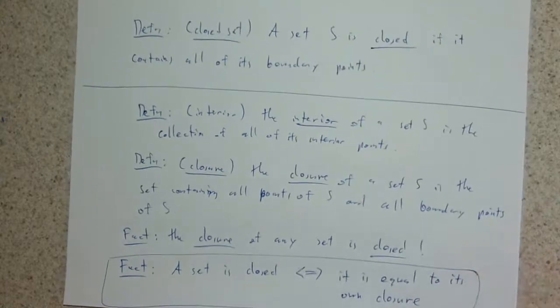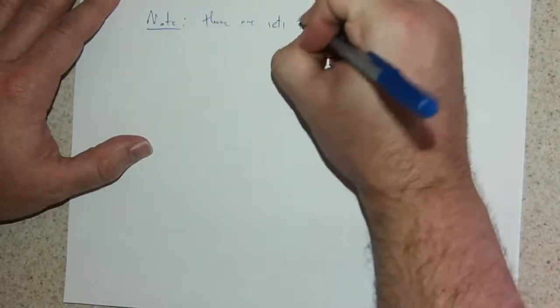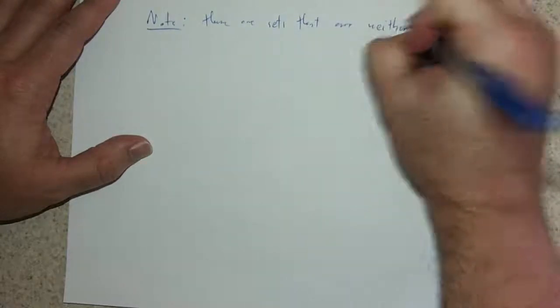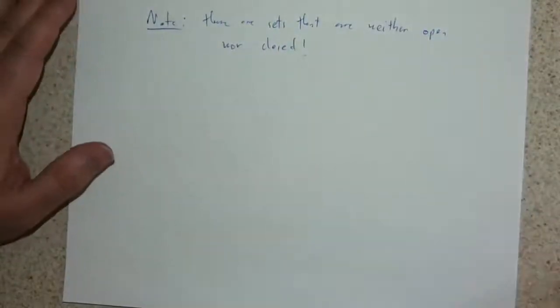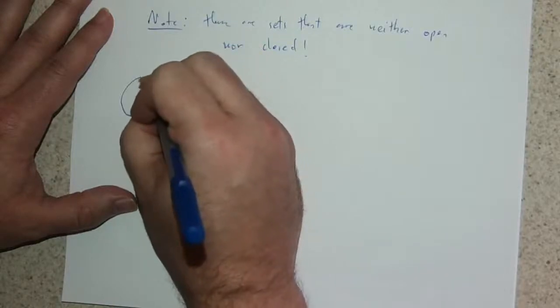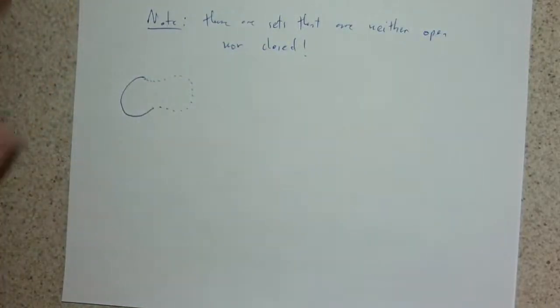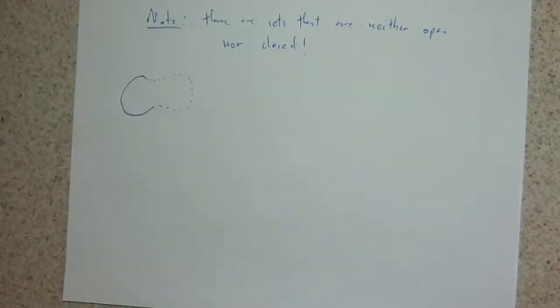But I don't want to give you the false idea that a set must be open or closed. They're not really opposed in that way. There are sets that are both closed and open. Note, however, there are also sets that are neither open nor closed. Of course you could draw something like this: a set that contains some of its boundary points, but not the rest, and all the points in the middle. So here's an example.